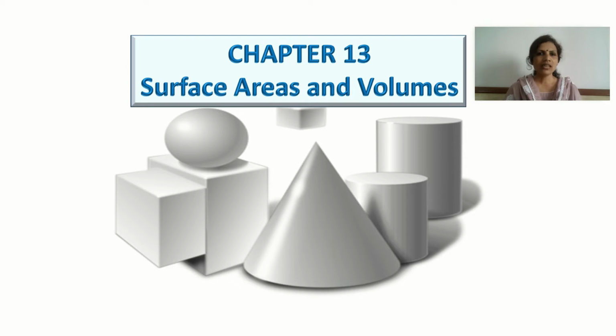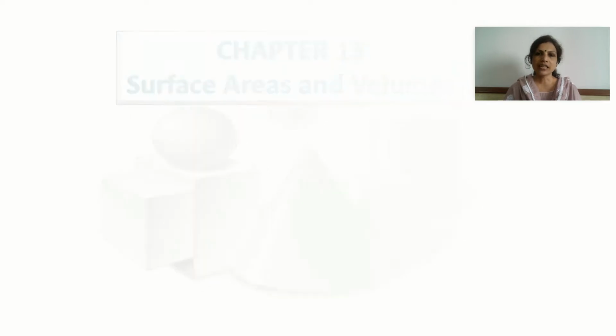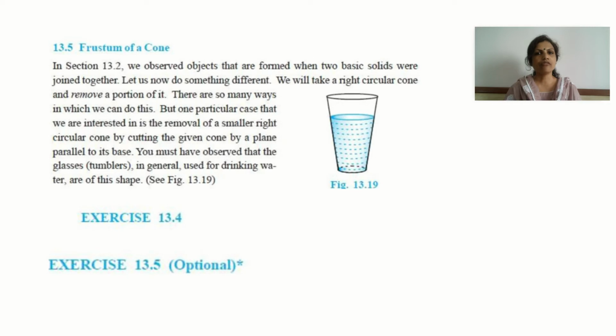Before your first periodic test, we were discussing chapter number 13, surface areas and volumes, and today also we are going to continue with the same topic. We have done the lesson up to exercise 13.3 and solved all the sums from this exercise. So ideally speaking, we have to begin with exercise 13.4 today. But let me just tell you that this particular part of the lesson, that is exercise 13.4, which is based on frustum of a cone, has been deleted from our syllabus. So now this part is not there for your final examination.